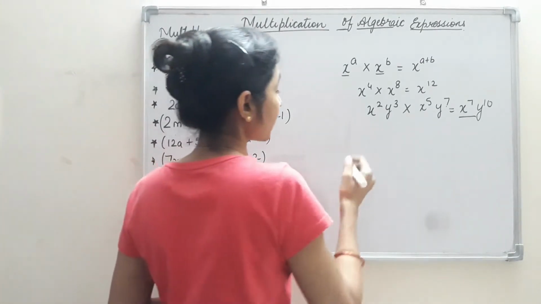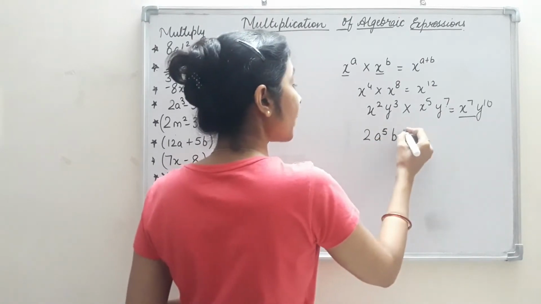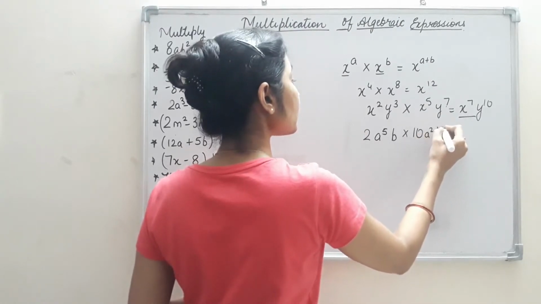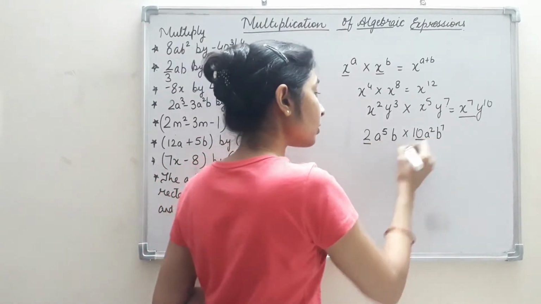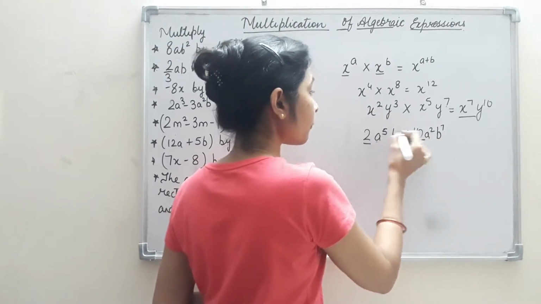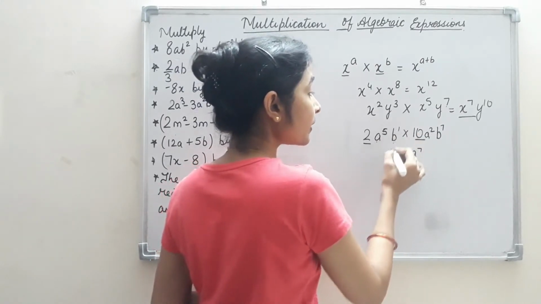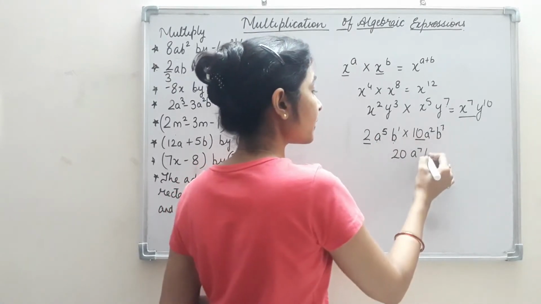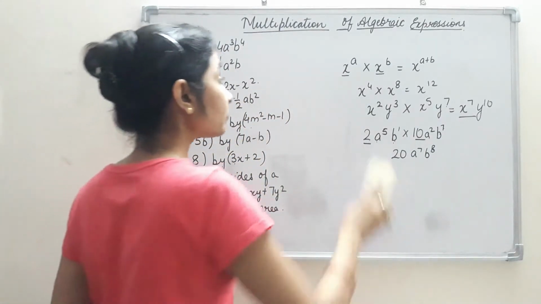One more example, if I am given 2 a raised to the power 5 b multiplied by 10 a raised to the power 2 b raised to the power 7, then what will be my answer? First I'll multiply the coefficients. 2 tens are 20, a raised to the power 5 and a raised to the power 2, so 5 plus 2 gives me 7, so a raised to the power 7. b raised to the power 1 is here, nothing is written, that means the power is 1. So b raised to the power 1 and b raised to the power 7 gives me b raised to the power 8. Like this we need to multiply the variables.